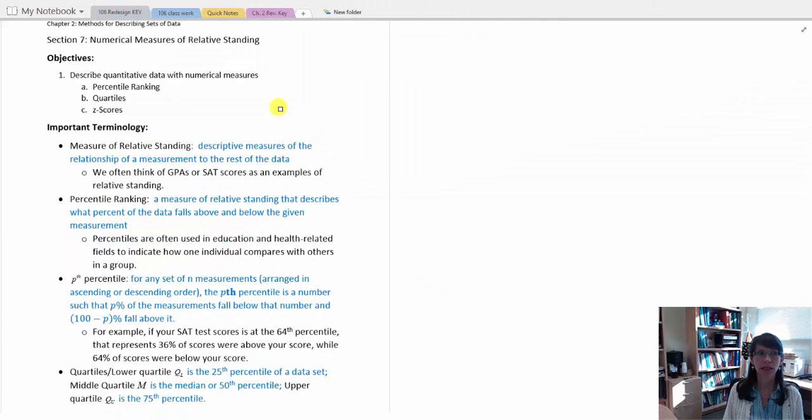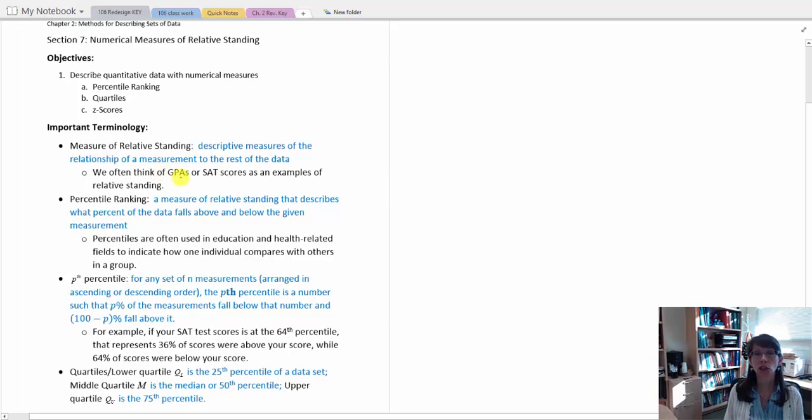In this video, we'll discuss numerical measures of relative standing. The first two examples we'll talk about are percentile rankings and quartiles. Some important terminology to talk about is, first, measures of relative standing. Measures of relative standing are descriptive measures of the relationship of a measurement to the rest of the data.